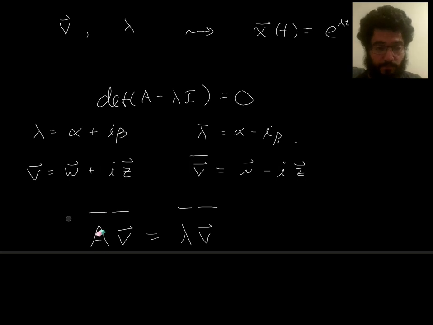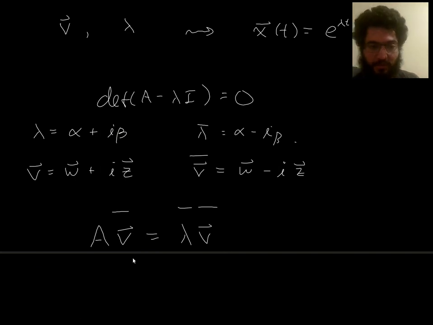And finally, A is actually a real matrix, right? It has 0 for its imaginary part. So what happens when you conjugate something that has 0 for its imaginary part? Nothing happens. You just get the original thing back.